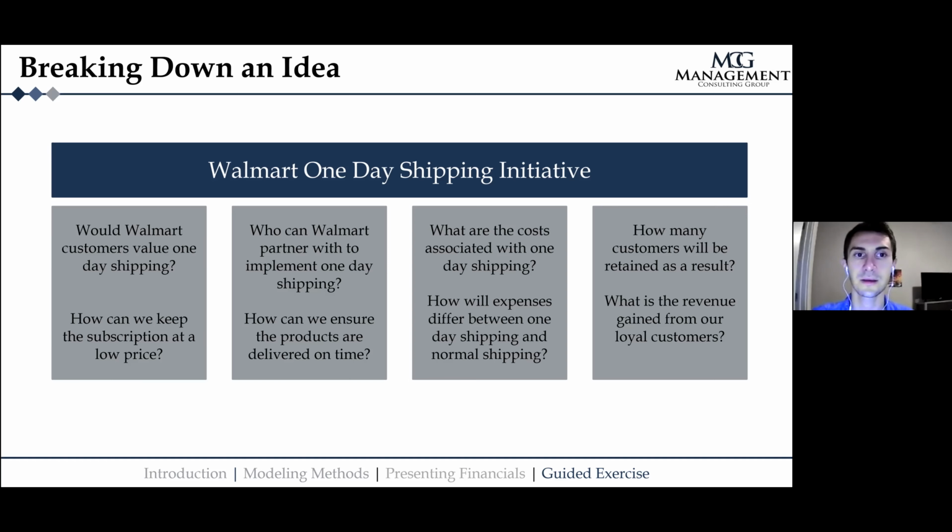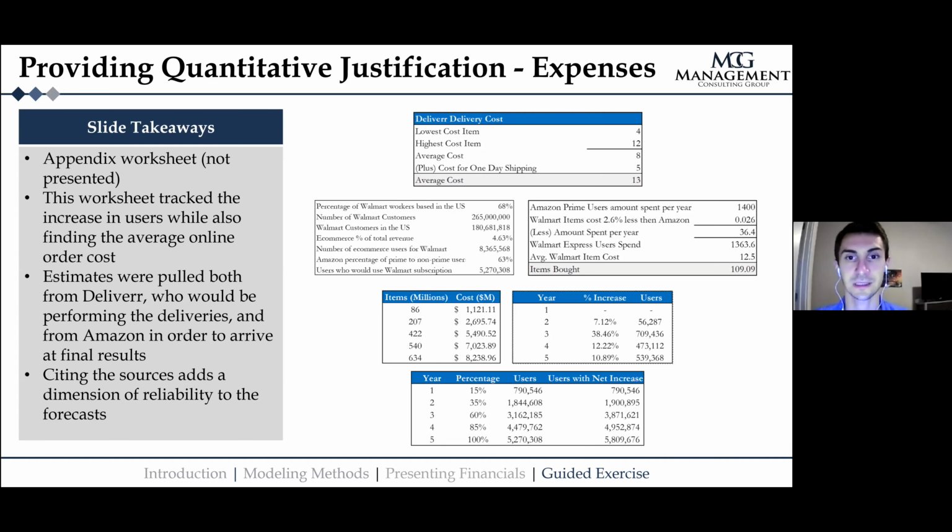So here's the quantitative justification. This is just the expenses for this recommendation. I'll start with the slide takeaways, and then I'll go through the stuff on the right. So this is an appendix worksheet. These were actually two worksheets. The top three boxes were on one appendix slide, and the bottom three were on the second appendix slide. We had a lot of information, so we had to split it up.